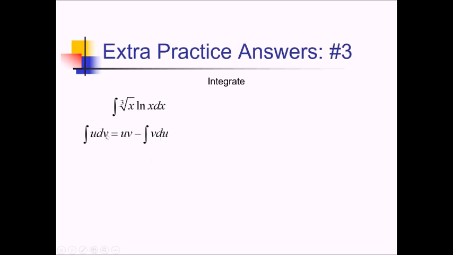I have to pick my u and my dv to start this off. So I've got an algebraic and a linear, or actually logarithmic function. So using my acronym of LATE, I know that L, logarithmic, takes precedence over algebraic when I'm picking out my u value. So I'm going to let u equal ln of x, and then dv is going to be cube root of x dx, which I'm going to call x to the 1/3 dx.